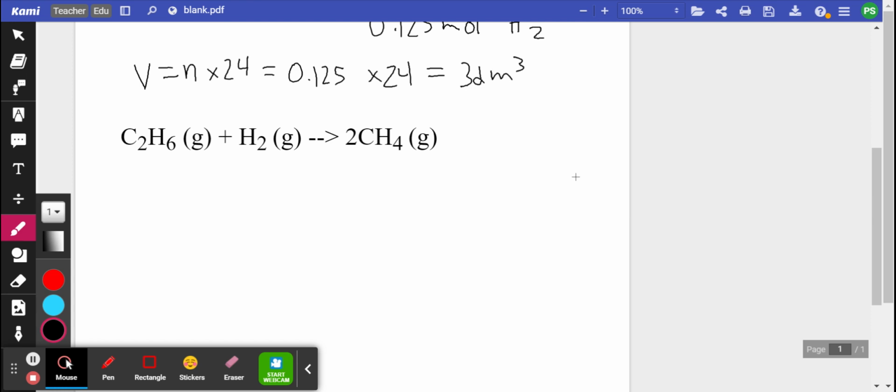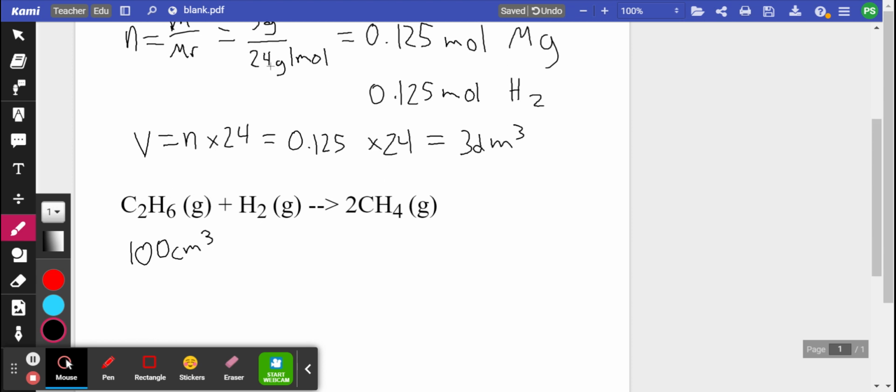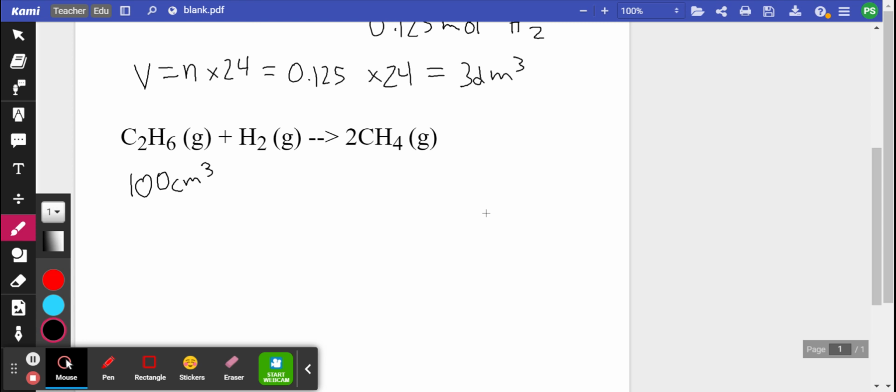Now, for example, they might say in the question that you start off with 100 centimeters cubed of C2H6, which is ethane. Now, you could convert this to decimeters cubed and use our equation n equals v over 24 to find the moles of ethane and do this whole process. But there's a much faster route, because since all gases occupy the same volume, then we don't need to convert to moles. Okay, we're not dealing with solids or liquids or aqueous solutions.